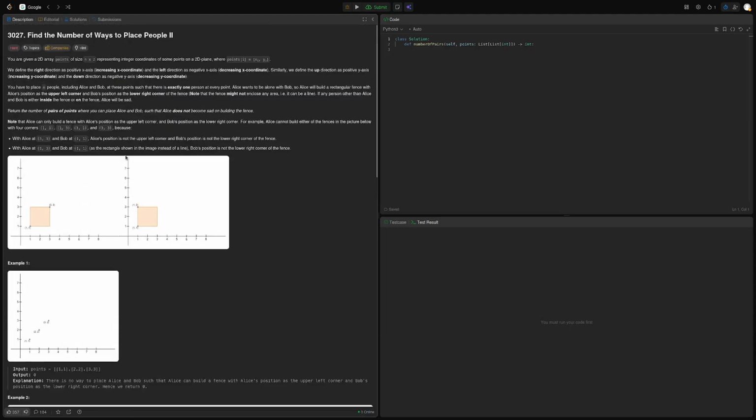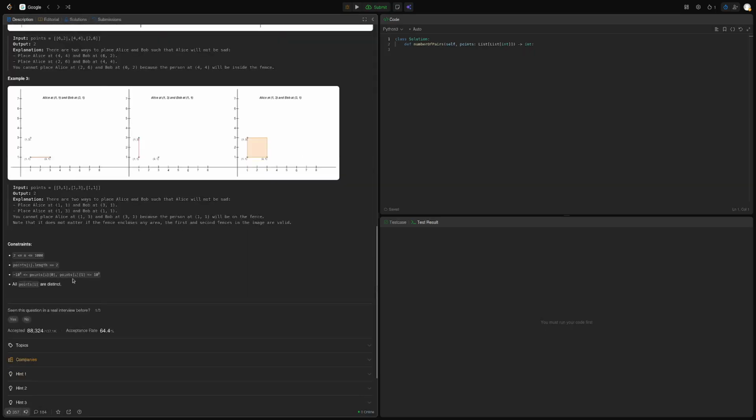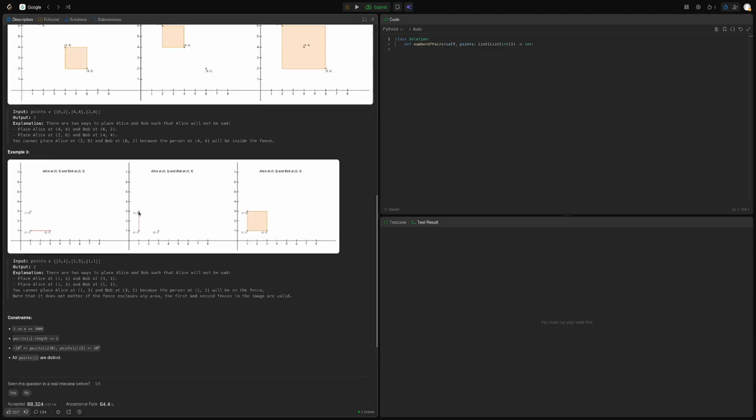Okay, so, and what do we do? Return number of pairs of points where you can place Alice and Bob such that Alice does not become sad on building a fence, and she becomes sad if someone is inside. Okay, and 1000. All the points are distinct.